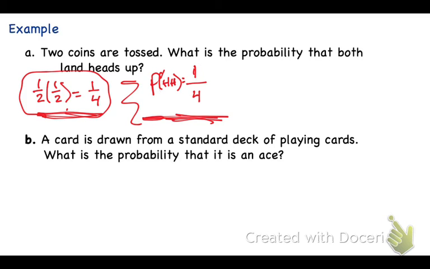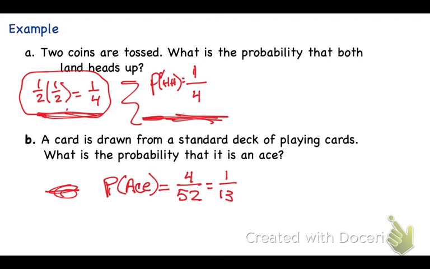A card is drawn from a standard deck of playing cards. What is the probability that it is an ace? So how many cards total are there? 52. So the probability of an ace. There's 52, and how many aces? Four. So there's 1/13. Is that how they're divided? Yes, there's four suits with 13 in each suit.